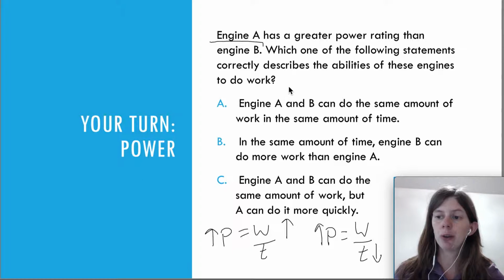So they're definitely not doing the same work in the same time. In the same time, engine B can do more work? No, because engine A is more powerful. So engine A and B can do the same amount of work, but A can do it more quickly. So it's the second case right here, where you do the same work in less time, makes you more powerful.